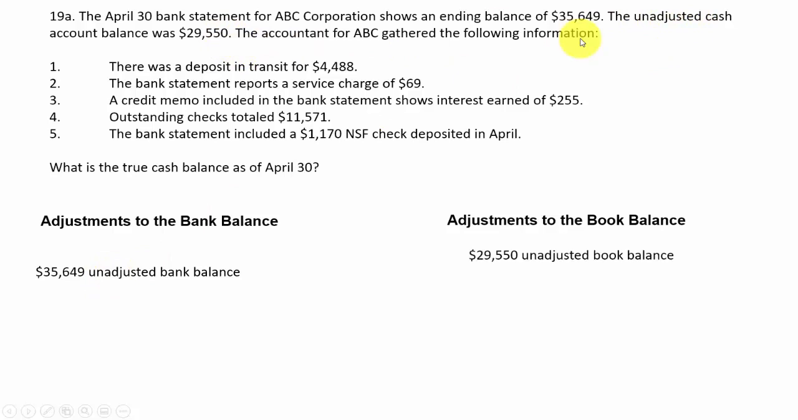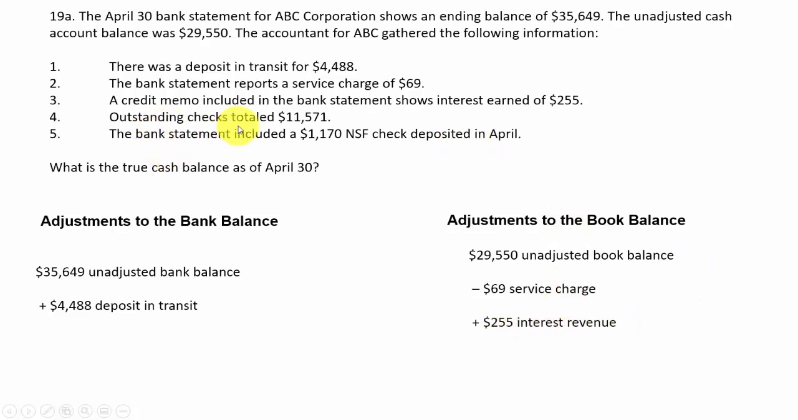Put that over here. Now, look at these 5 things and we have to figure out what effects they're going to have on either the bank or the books. There was a deposit in transit of 4,488, and that's something the bank doesn't know about, so we'll add that to the bank. Next, the bank statement reports a service charge of $69. The bank knows about that, but the books don't, so we'll deduct that service charge. Then we have a credit memo included in the bank statement showing interest earned of $255. The books don't know about that, so we'll add that to the book side.